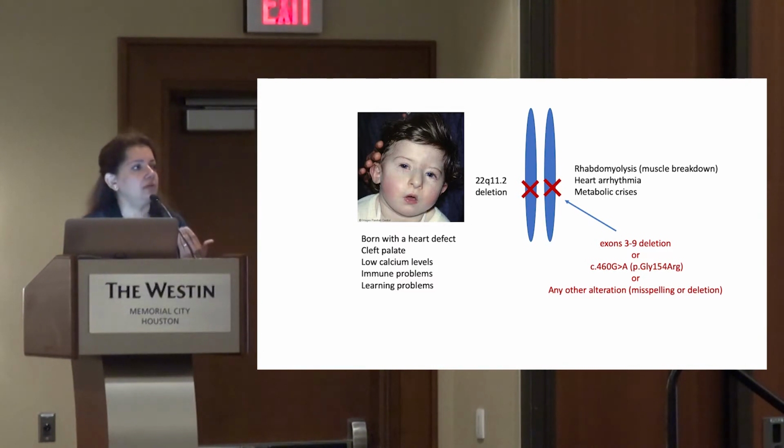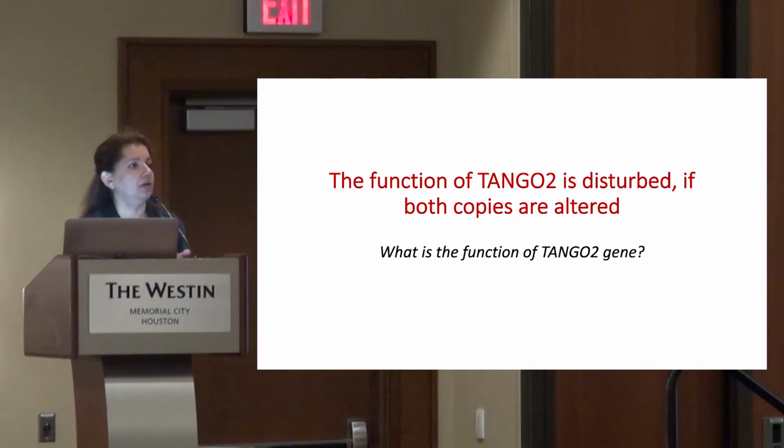But what if this child also had a problem in the other copy? Then we would expect him to have more problems related to TANGO2, which would be rhabdo, like muscle breakdown, heart arrhythmia, metabolic crisis, which typically you don't see in DiGeorge syndrome patients. So clinically, if you have a child who has DiGeorge syndrome and he's coming back with very high level of CPK and metabolic crisis, then we should think of checking his second copy of TANGO2. He's already deleted for one, we know that because he has DiGeorge. But let's check the second copy, and if that is altered, then yes, he has a diagnosis of TANGO2 plus DiGeorge.